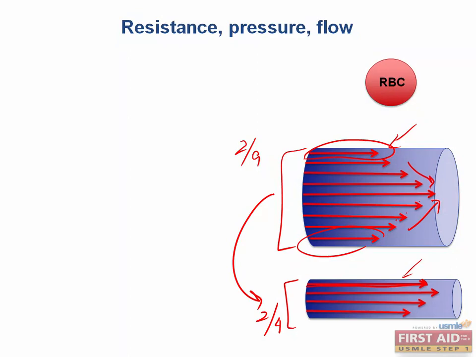That is why radius is to the 4th power in our equation, because any changes in the radius are going to be the most influential in determining the resistance of blood flow in these arterioles here and here.